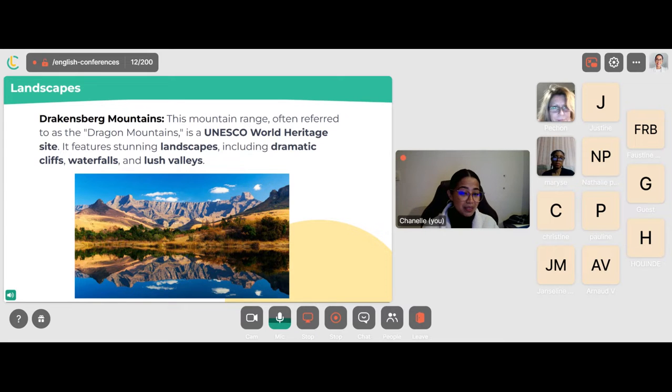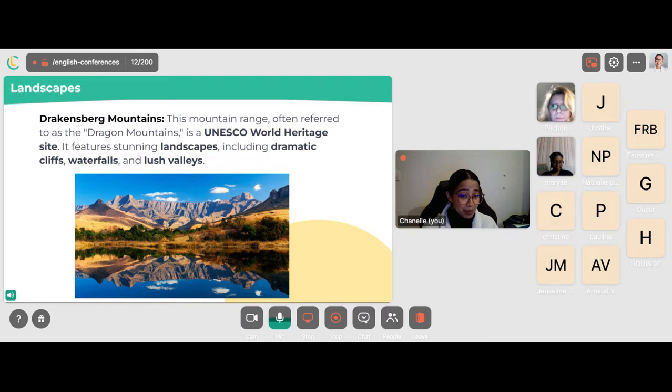Another popular landscape is the Drakensberg Mountains, which were used during the Great Trek. So it is known that with the Great Trek, they actually went over the Drakensberg Mountains to get to what is now known as Pretoria.